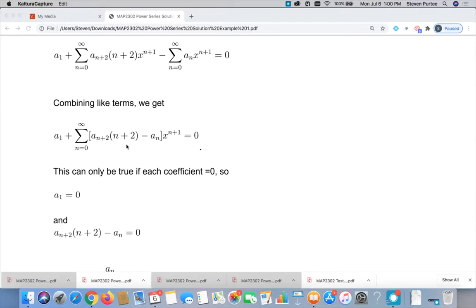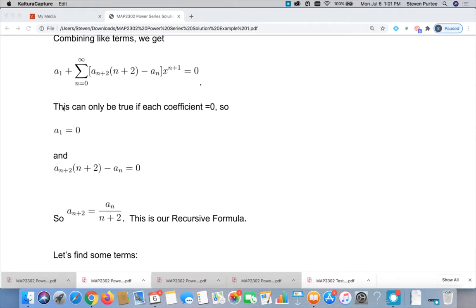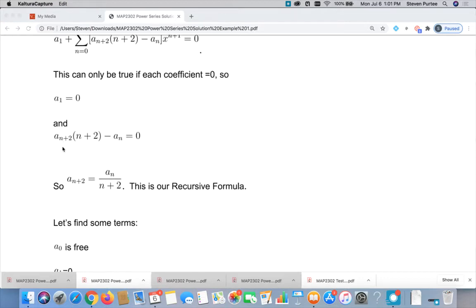Now, actually I lied. The only way all of this can equal 0 is if everything equals 0. So not only do all of these terms need to be 0, a1 must also be 0. So we say that a1 is 0 and what's inside here must be 0. We always want to solve this for the larger index, so a n plus 2 is a n over n plus 2. Just move that over and divide. This is our main goal, finding our recursive formula. Once we get that, we're almost done.